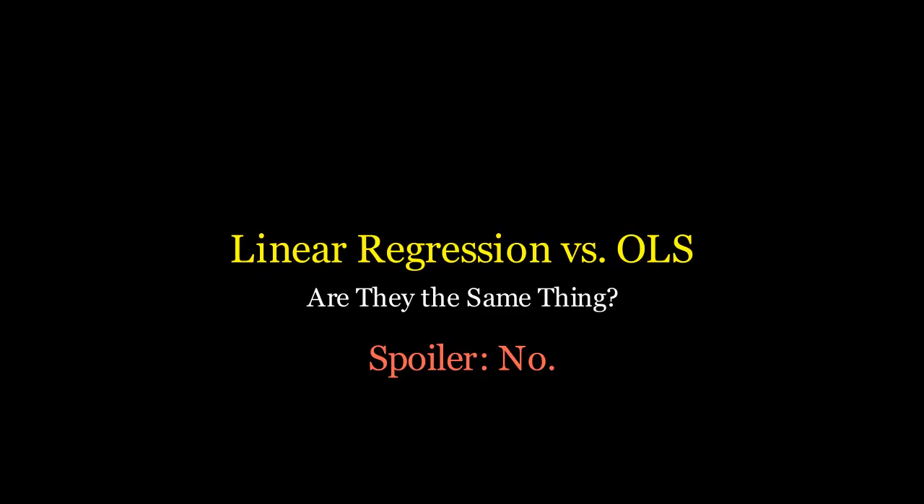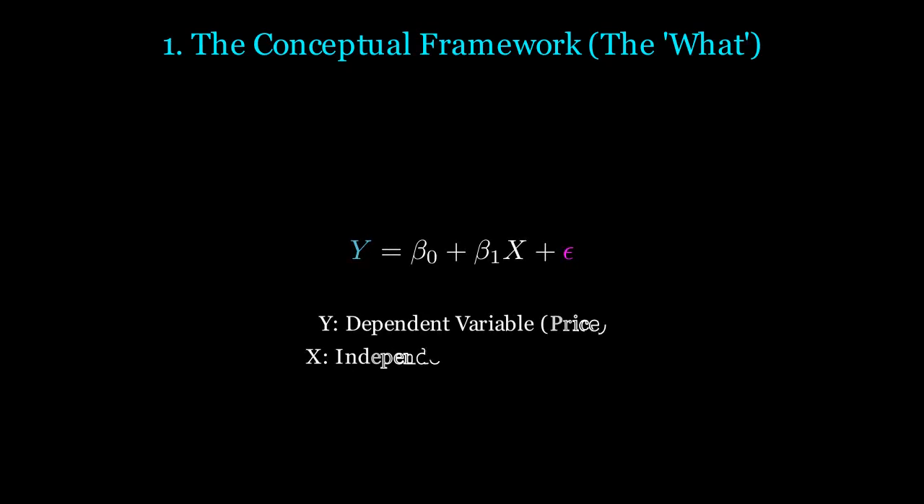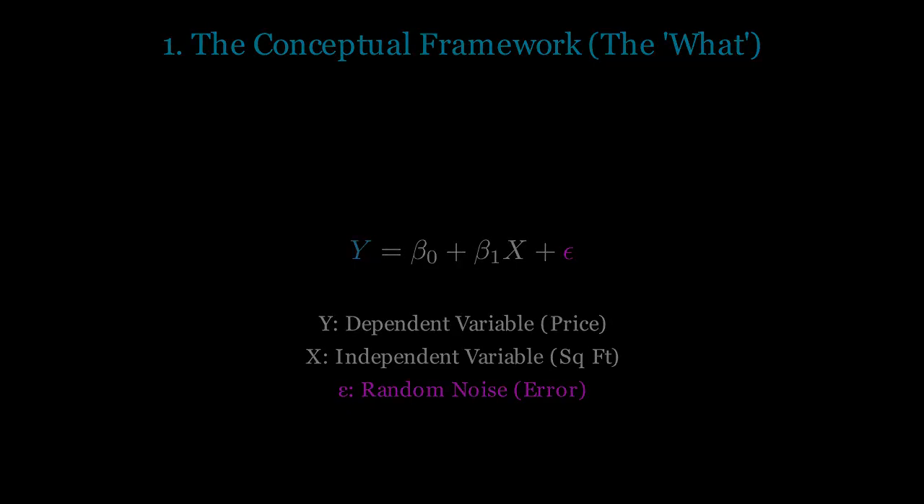Today, we will dismantle these concepts to understand the profound difference between a statistical model and the method used to estimate it. Section 1. The Conceptual Framework. Imagine you want to predict the price of a house based on its square footage. Linear regression is the theoretical framework that assumes a linear relationship exists between these variables. It is the what, the hypothesis that y equals a constant plus a slope times x plus some random noise called the error term. It defines the architecture of the relationship in the population.